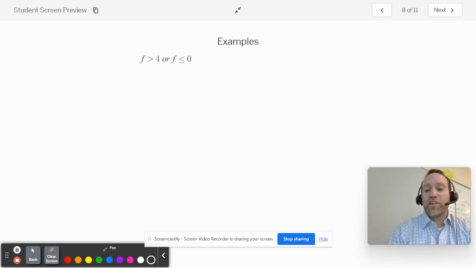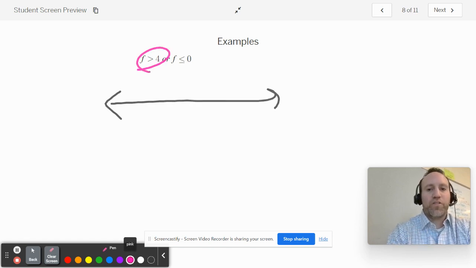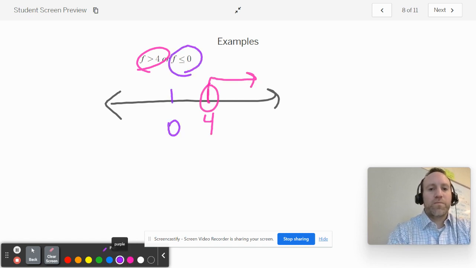An or statement, on the other hand, you're going to see in a moment, is anything that is shaded counts as an answer. So if we look at this number line, and let's do the first one in pink, greater than 4, okay? Or less than or equal to 0. So equal to is a closed circle going to the left.